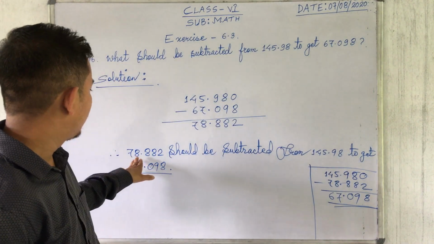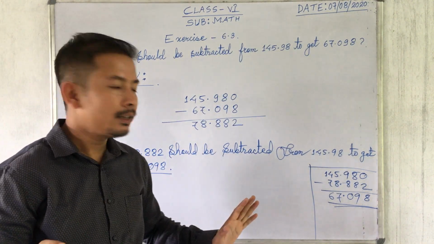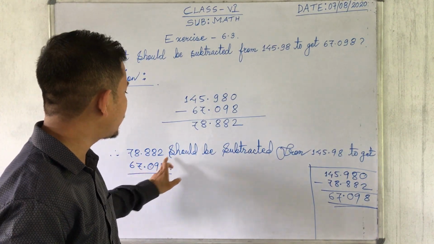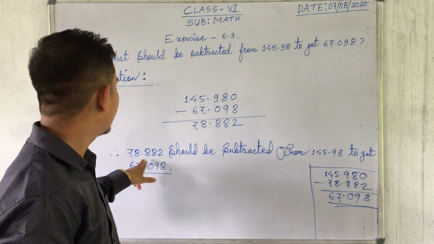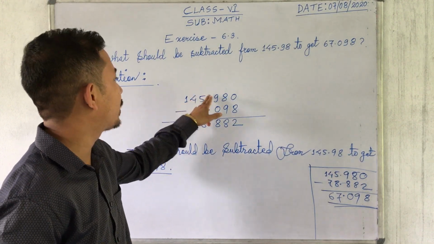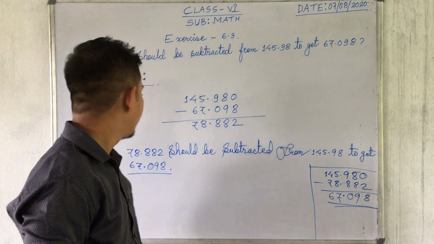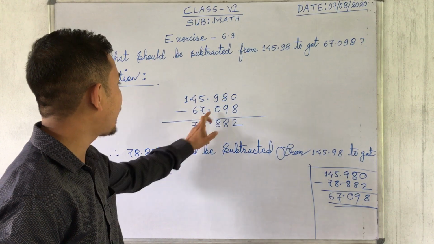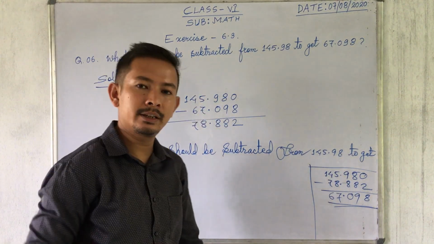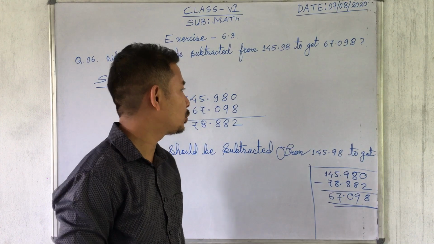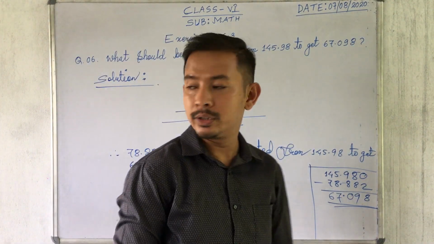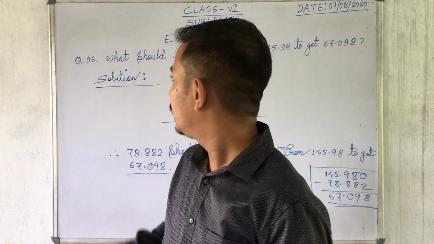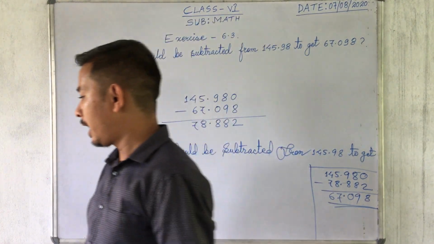Okay, so it's simple. To get 67.098, we need to subtract 78.882 from 145.980. And to get 78.882, we need to subtract 67.098 from 145.980. Right? So it's very easy. Try to understand, there are many word problem type questions in this exercise, okay? This is number 6.